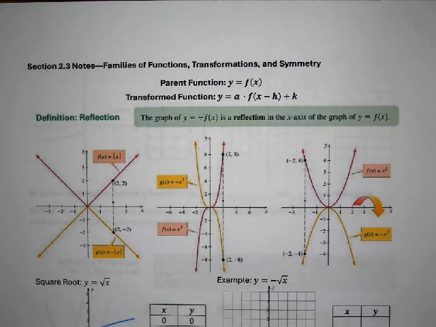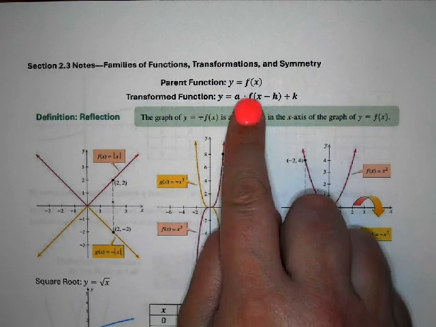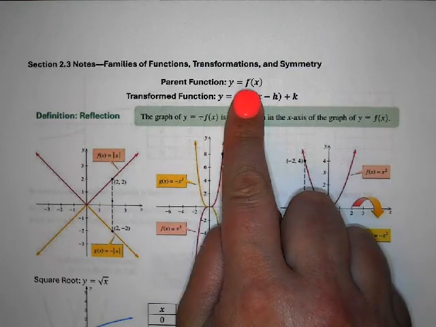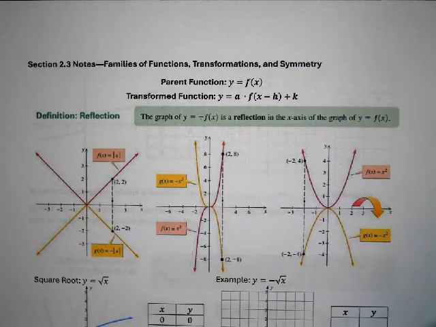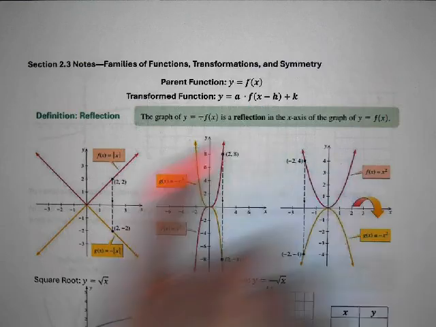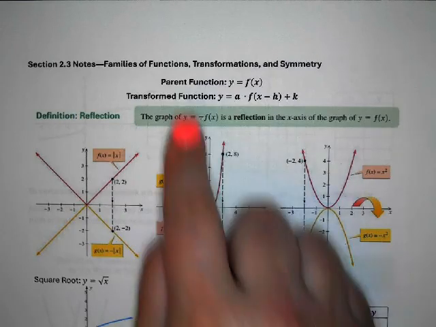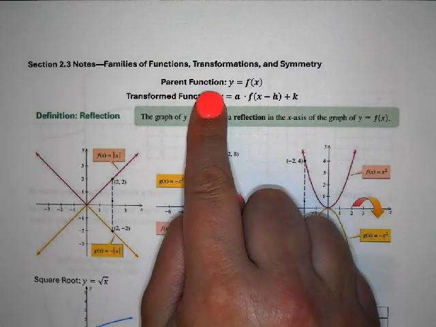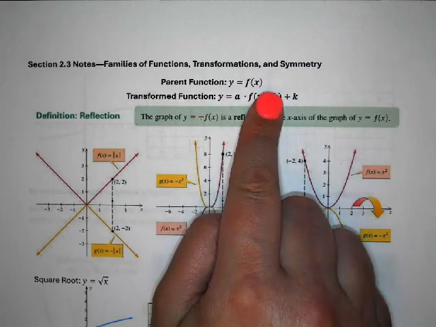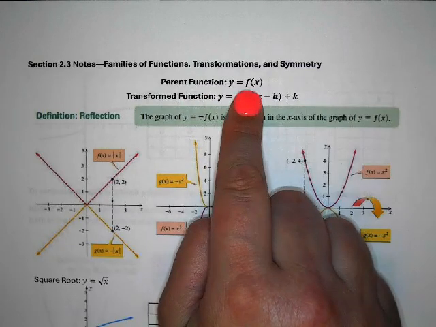This video is on the section 2.3 notes, which is family of functions, transformations, and symmetry. So first, I've kind of set up the notation of what this is going to look like, and it might not make a lot of sense at first, and that's okay. As we go through the notes, it will make more sense, and it will be something that you can refer back to. So we're going to say that a parent function with no transformations is y equals f of x.